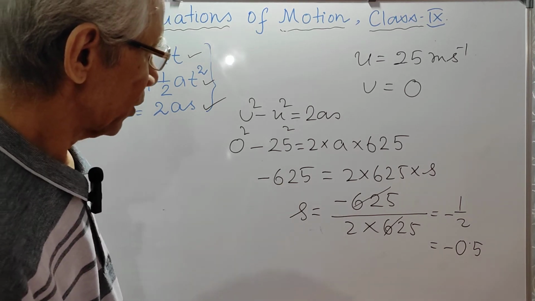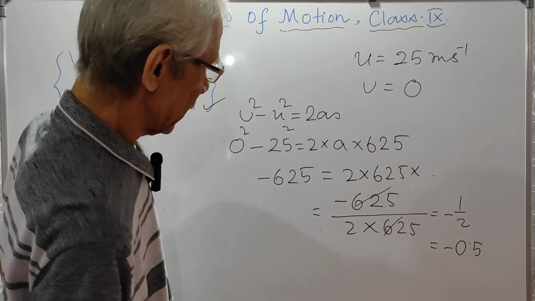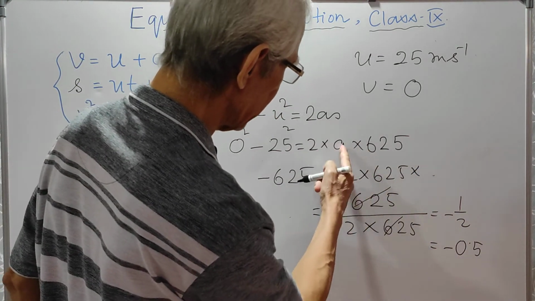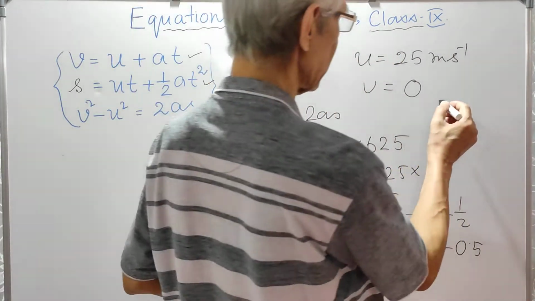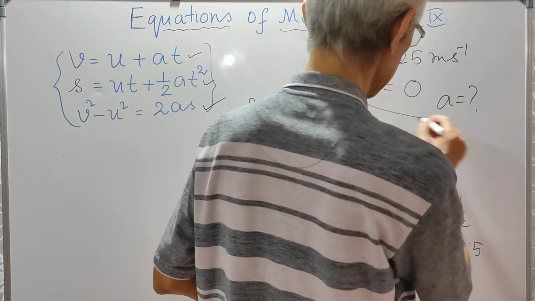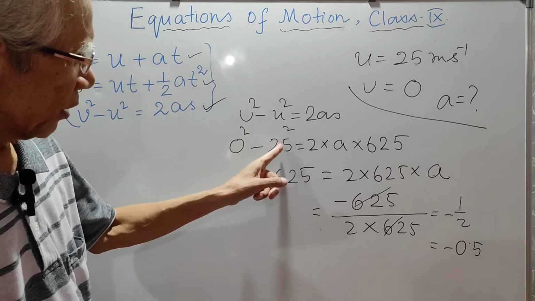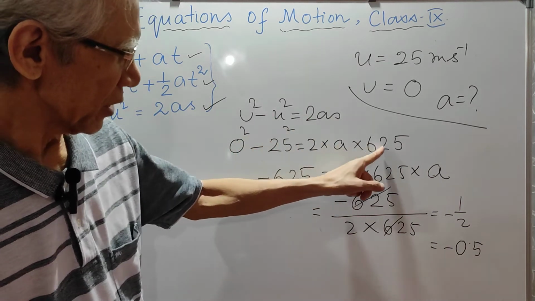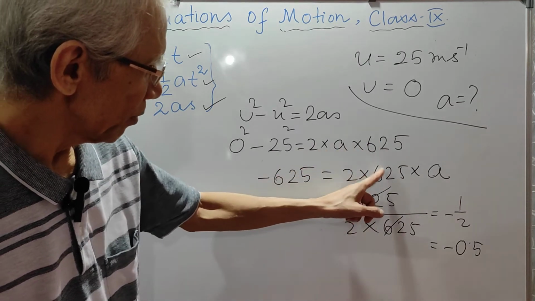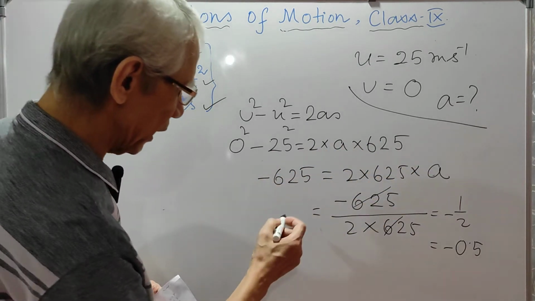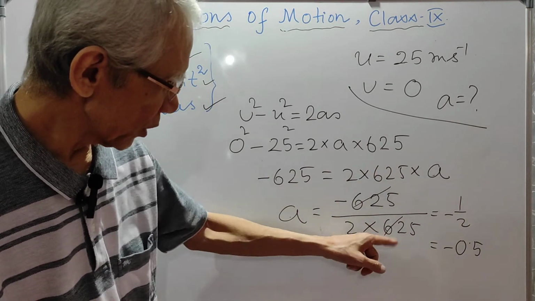One minute, sorry, this is a. 2 into 625 into a, sorry, a. We have to find a, no? What was the question? Find acceleration. All right. So v square is this, u is 25 square, 2 into a into s. s is this one. Therefore, this is 625, 2 into 625 into a. Therefore, a equal to, yes, a equal to minus 625 divided by 2 into 625.